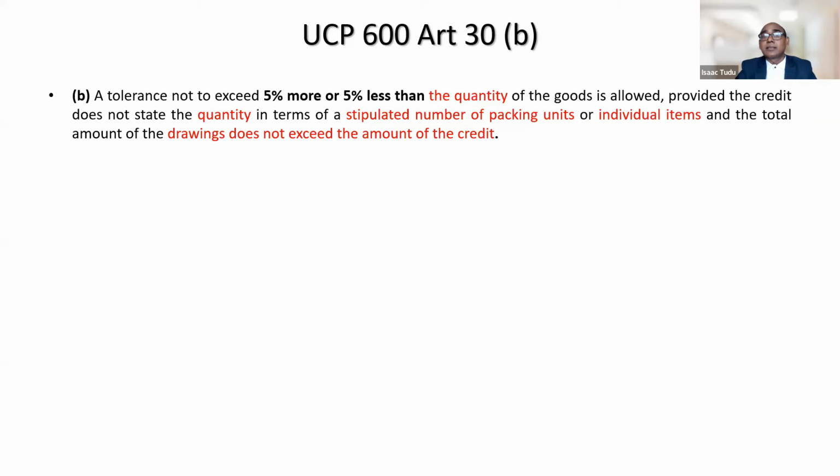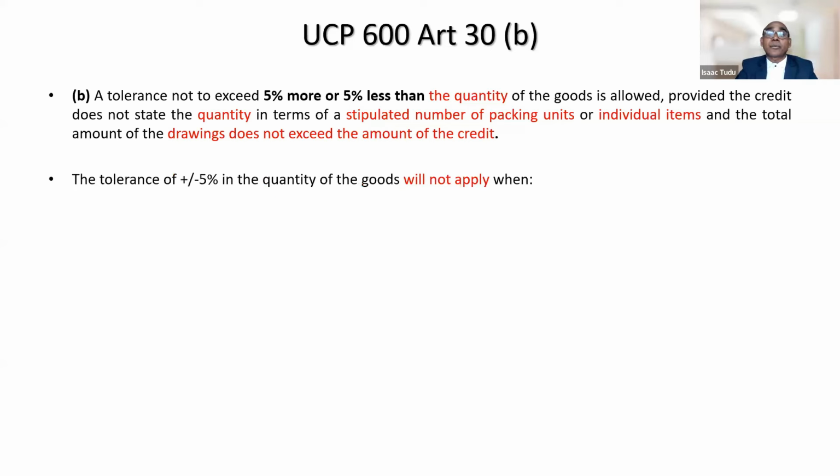We need to remember that there could be certain commodities where it will be very difficult to ship in exact quantities. So in that case, Article 30B permits a tolerance in the actual quantity shipped up to plus or minus 5%, subject to drawing not exceeding the LC amount. Even when the LC prohibits partial shipment, right? So let us understand this concept, especially what conditions are to be met for this particular article, right?